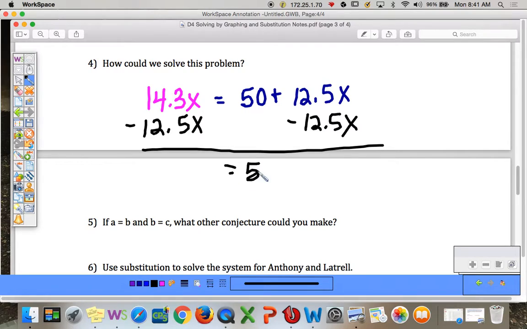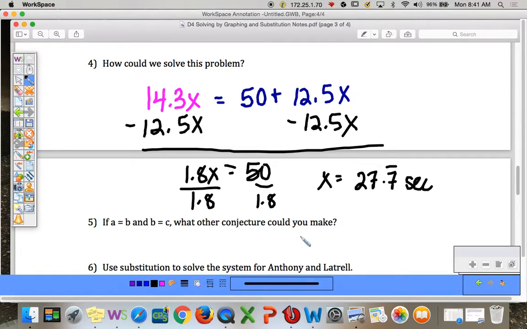And we get 50 equals 14.3 minus 12.5, we get 1.8x. And divide by 1.8 to get x by itself, and x is time. So we have 50 divided by 1.8. All right, so after 27.7 seconds repeating, they are tied.